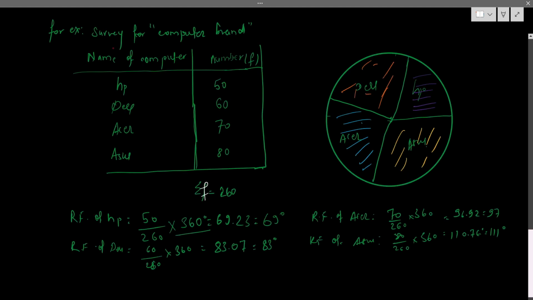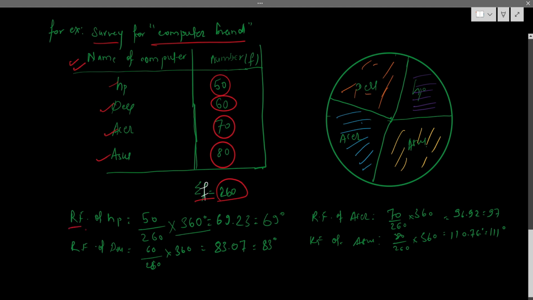As you can see in this example, there is a survey of computer brands in a certain office, and in that office we find different types of computers. One is HP, whose number is 50. There is Dell, whose number is 60, and there is Acer, whose number is 70. If we add the frequencies, we get 260 computers altogether.